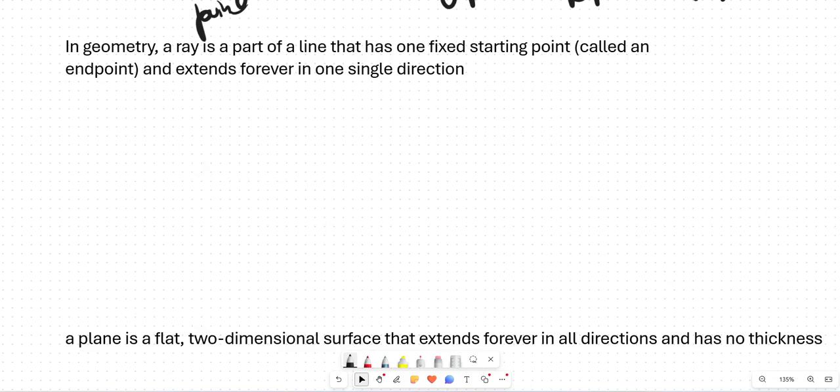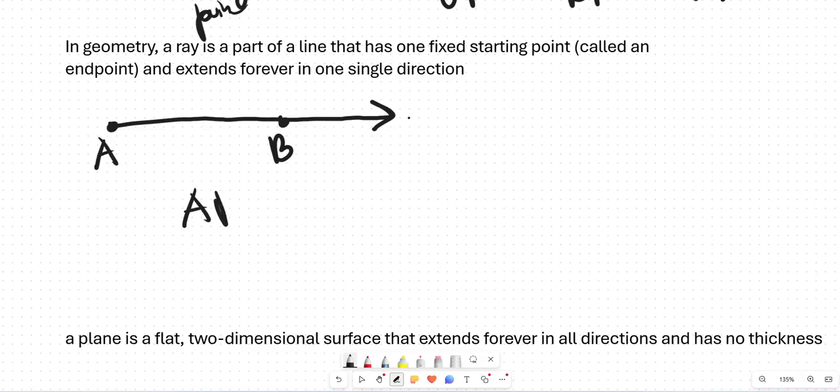Moving on. A ray is a part of a line that has one fixed starting point, and it goes infinitely and beyond. So I can say this is ray AB. The symbol for a ray is one arrow that goes in the direction of it. I cannot say it's ray BA, because if I say it's ray BA, B should be here and A should be here, and it's an error. So this is wrong. Don't do this.